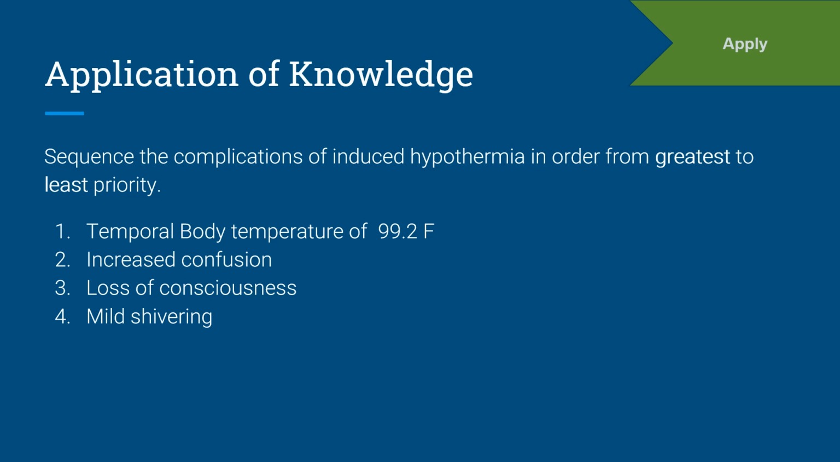Another application question is, sequence the complications of induced hypothermia in order from greatest to least. The temporal body temp of 99.2 Fahrenheit, increased confusion, loss of consciousness, mild shivering. Give you just a minute to fill that out. And let's see what the answers are. 3, 4, 2, 1. So loss of consciousness, that would be, without a doubt, the best answer. We need to respond to that immediately. Secondly, mild shivering is a mild sign. Increased confusion. And then the temporal body temperature, that's a normal temperature.